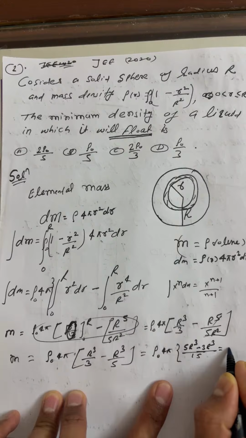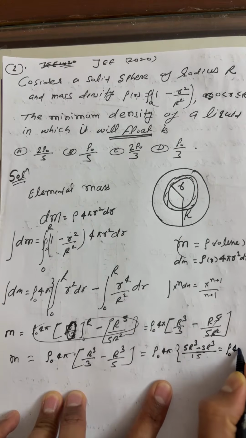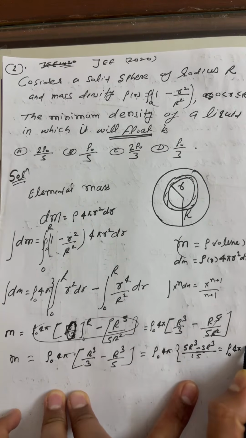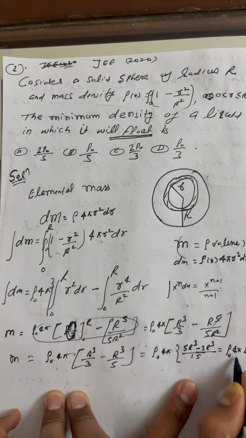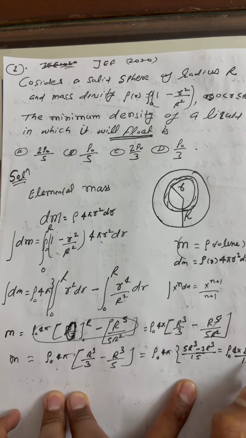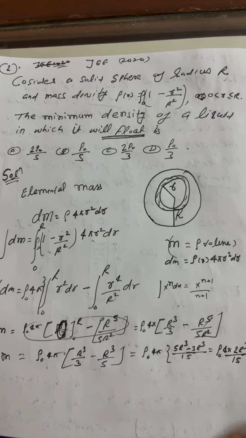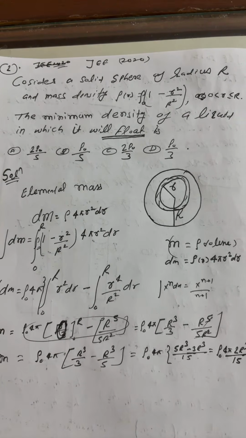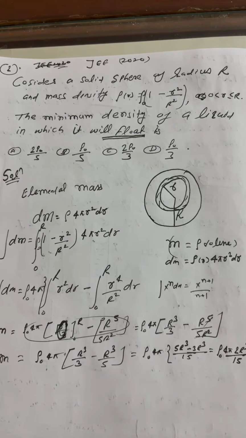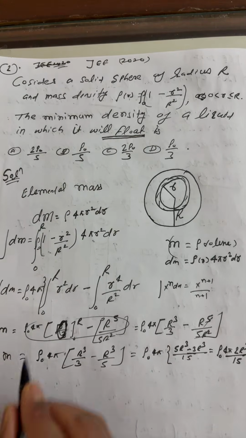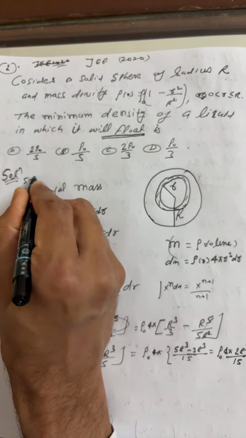So you can see, this is rho naught 4 pi, and this is 2 r cube by 15. This is the mass we got here. Once we got the mass, what we wish to find is the density of the liquid. So I can apply here the step one which I did.